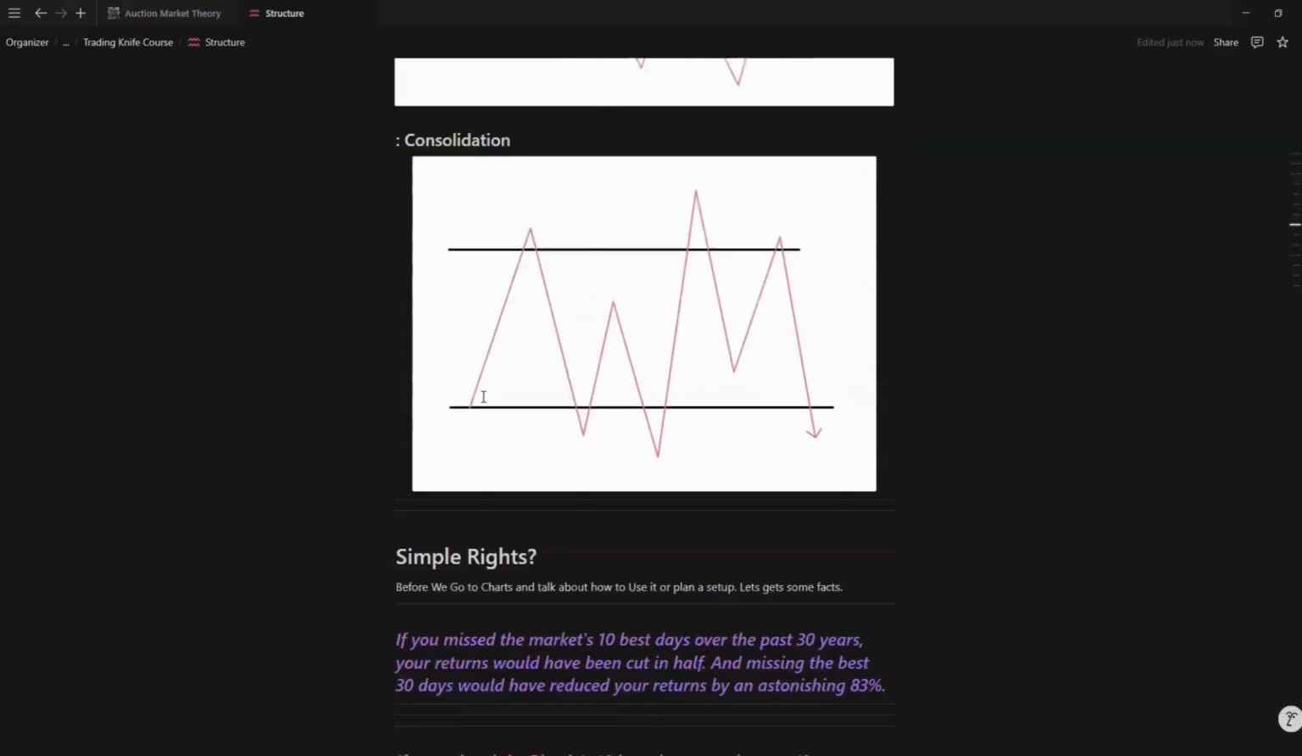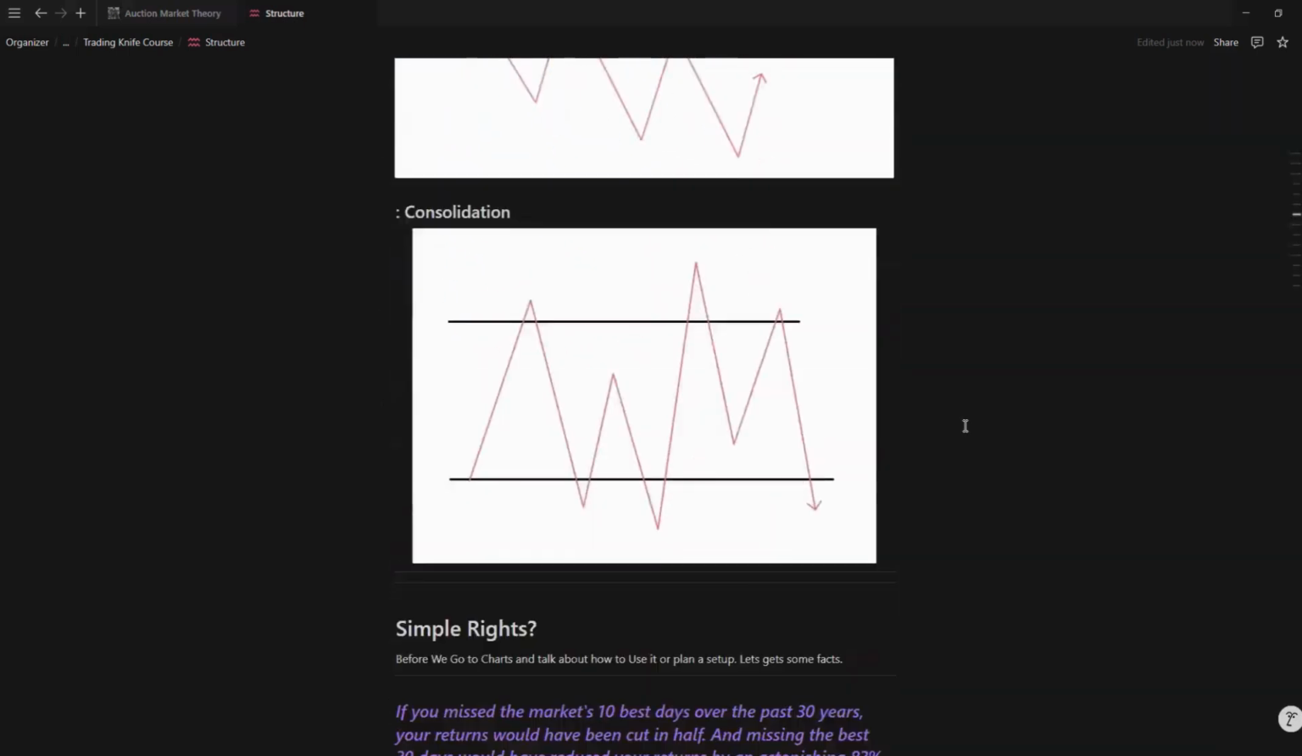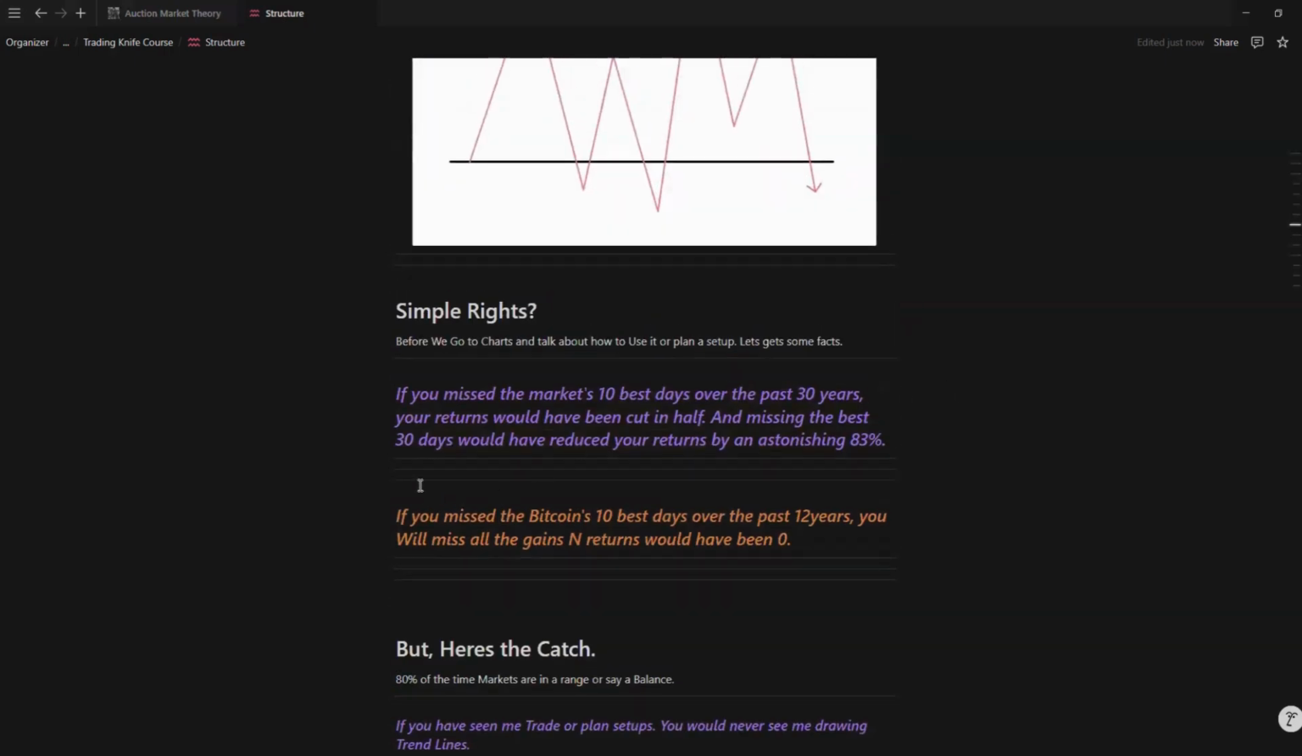So that's the thing. You can't ignore the trend, but I still tend to ignore the trend a lot of times. But then there's this: if you miss Bitcoin's 10 best days over the past 12 years, you will miss all the gains and the returns would have been zero. Bitcoin went in the last 12 years from $100 to about 110K. So it has gone like 1,000x. But if you just missed the 10 best days, you would have lost everything. You would have made nothing.